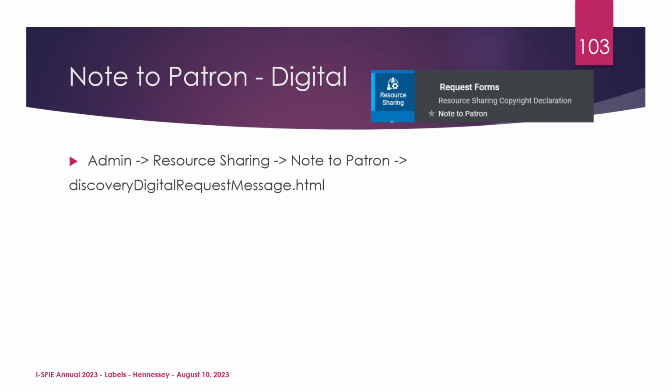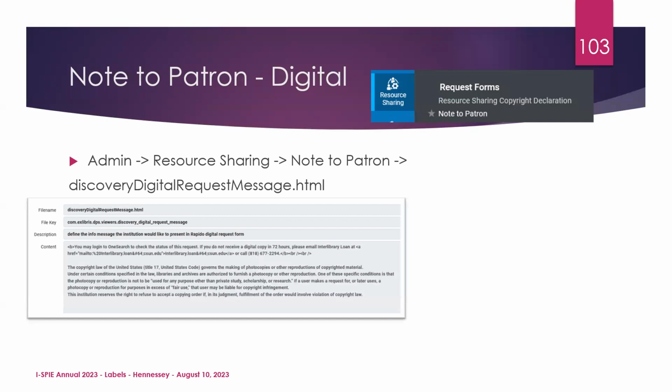So if you're having trouble figuring out where to fix it, you can try that. Okay, so that's discovery labels. The note to patron, I think a lot of people have set up already. This is outside of the discovery labels. This is in the resource sharing admin area, note to patron, and there's one for digital and one for physical. And that just ends up looking like this.